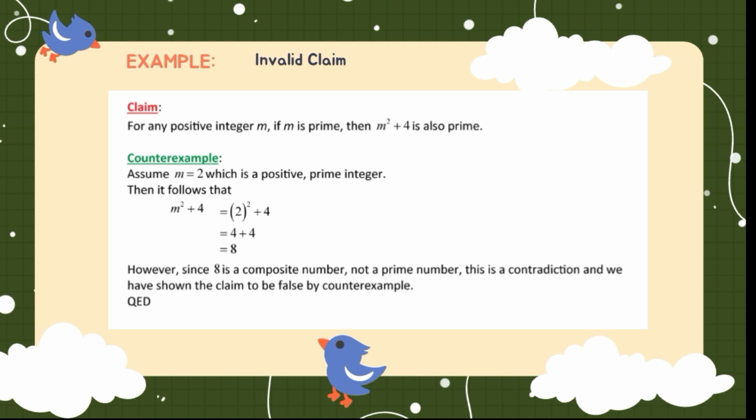Then it follows that m squared plus 4 is equal to, since m is equal to 2, 2 to the power of 2 plus 4. Then 4 plus 4 is equal to 8. However, since 8 is a composite number, not a prime number, this is a contradiction, and we have shown the claim to be false by counterexample.